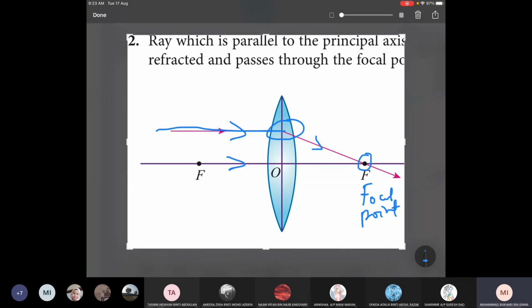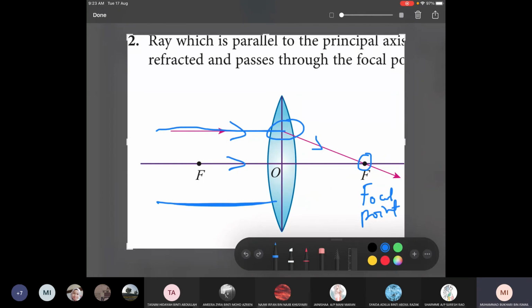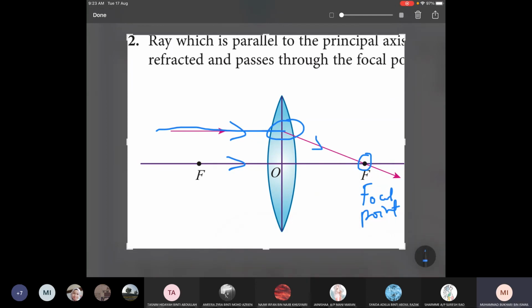If you have another line here, it will be refracted towards F also. But for the rule, we learn only one light because we don't want to get confused. So we refer to only one line here as the rule. Remember, this is rule number 2.